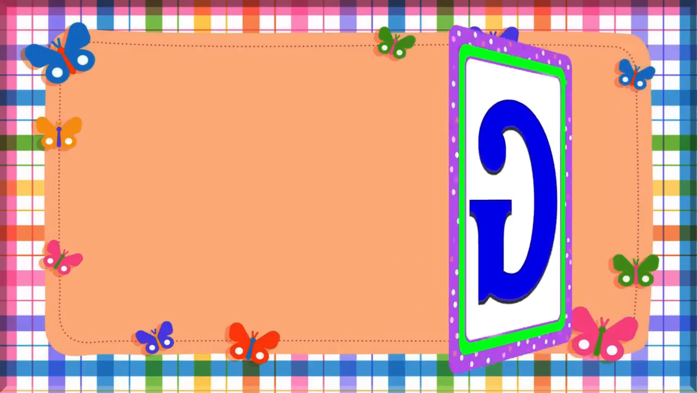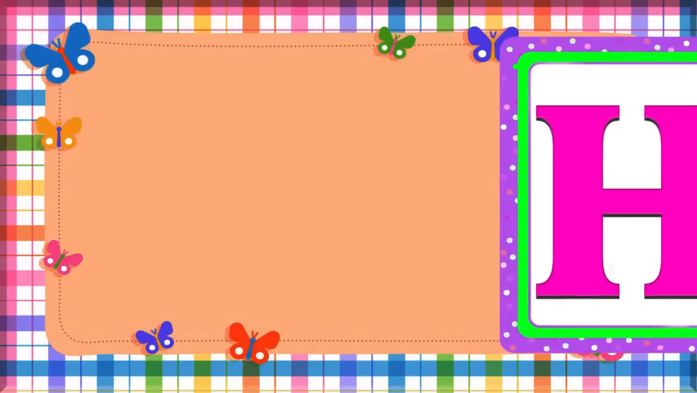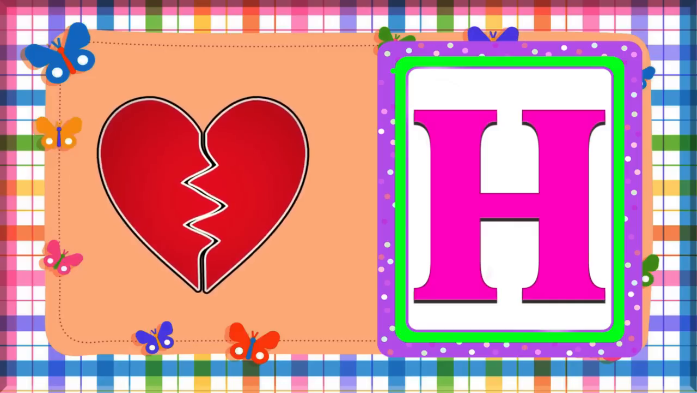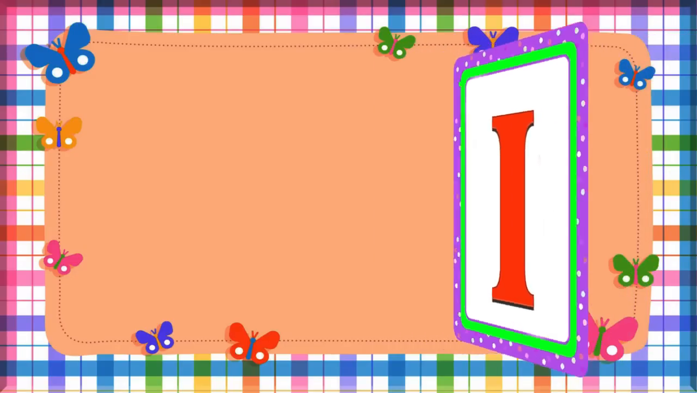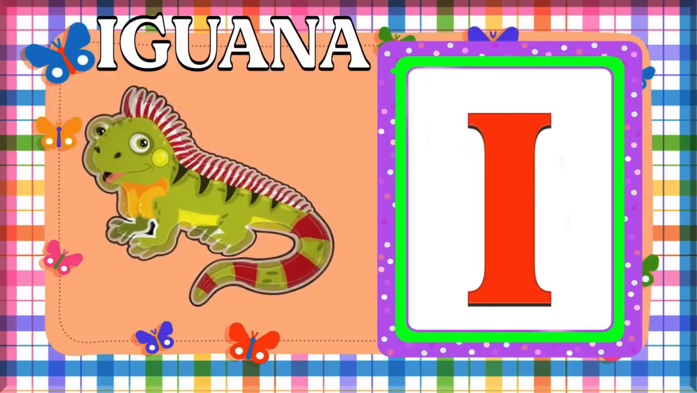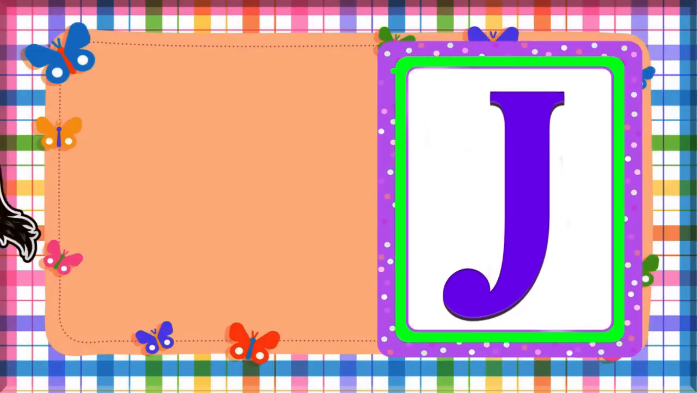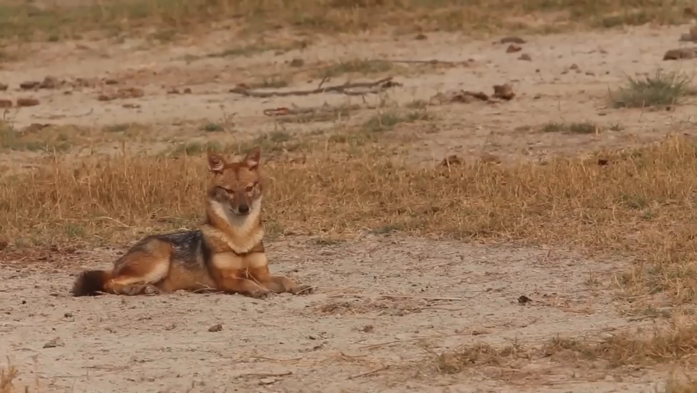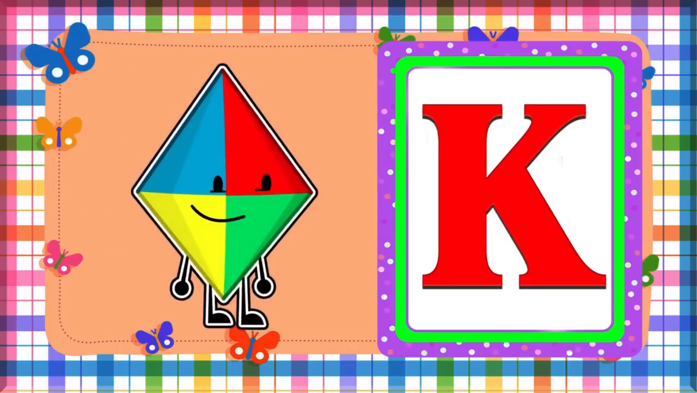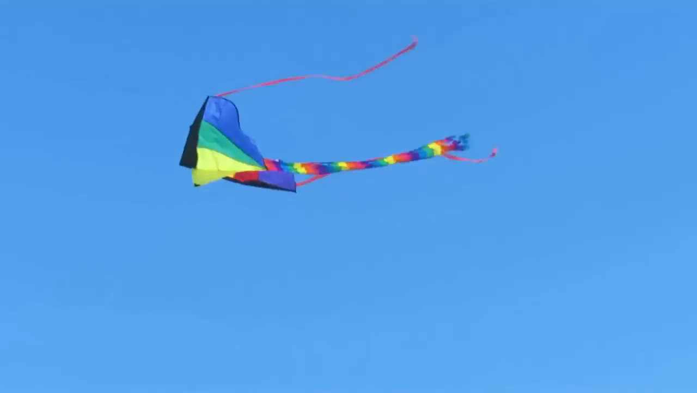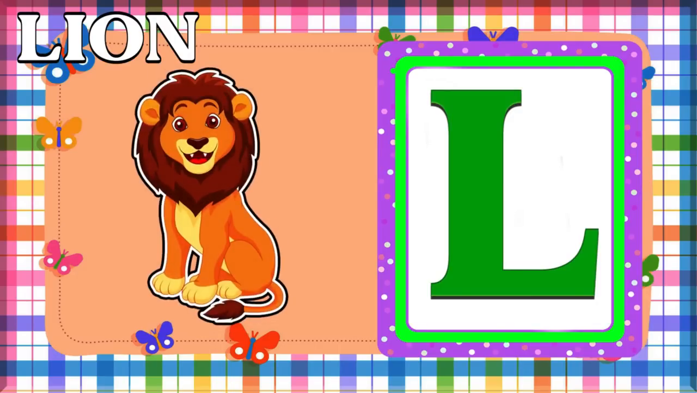G. G is for guitar. Guitar. H is for heart. Heart. I is for iguana. Iguana. J. J is for jackal. Jackal. K. K is for kite. Kite. L. L is for lion. Lion.